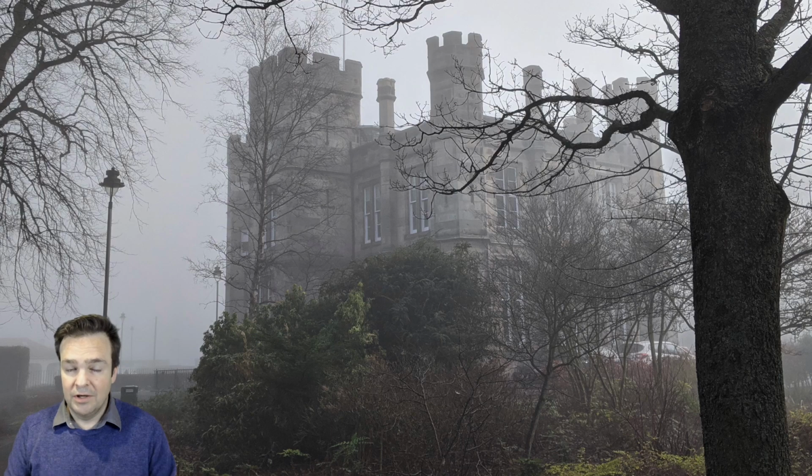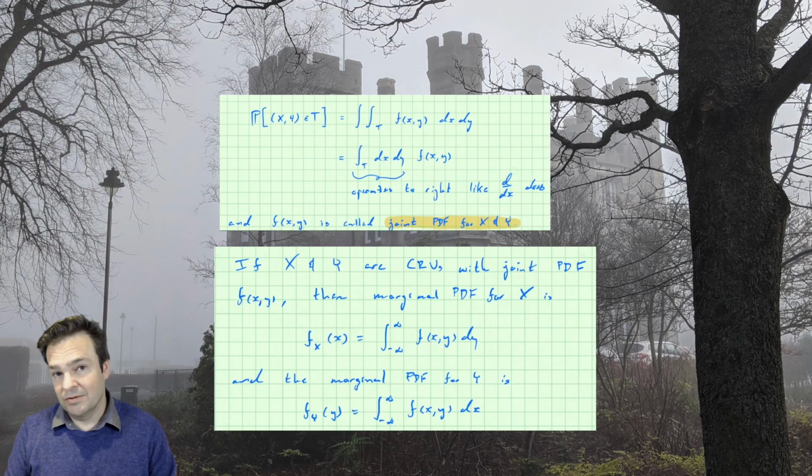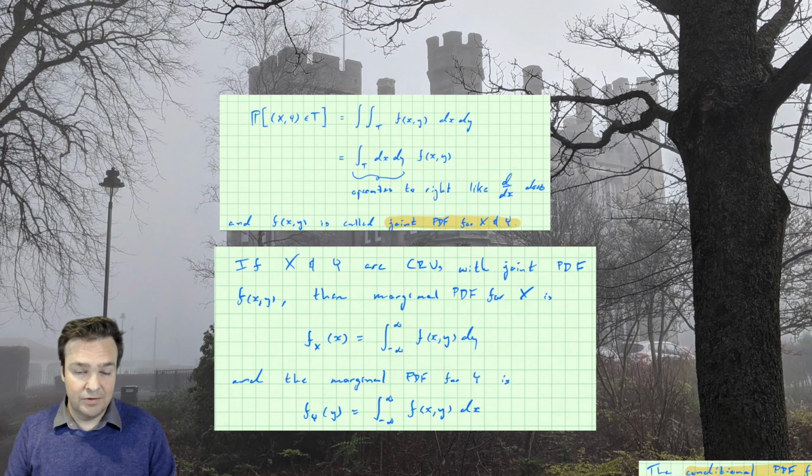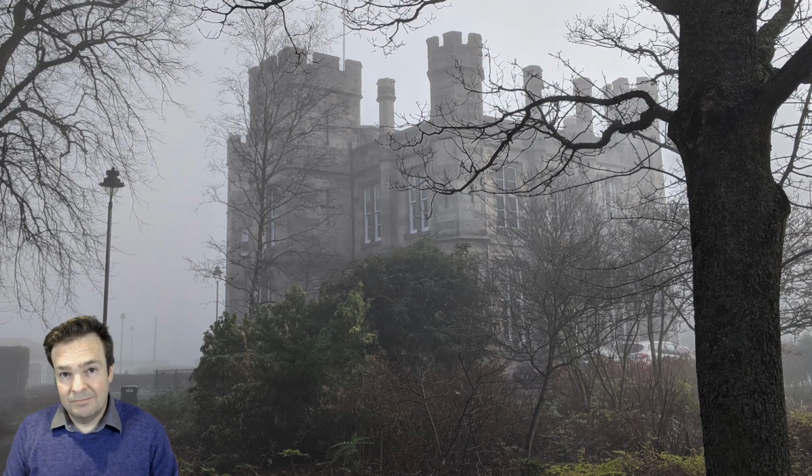So we'll introduce the joint probability density function and marginal probability density functions and conditional probability density functions. And so we're basically trying to extend what we did in the last lecture to the case of continuous random variables. All right, let's get started.